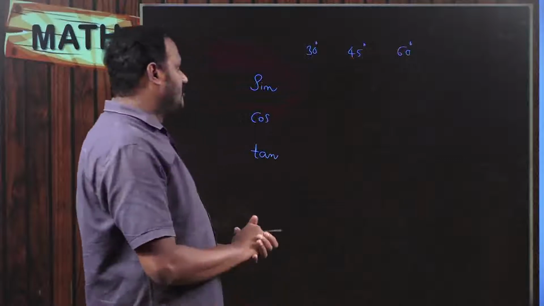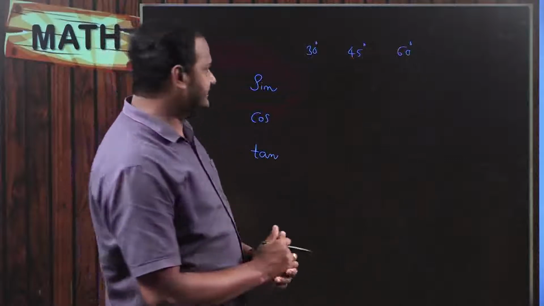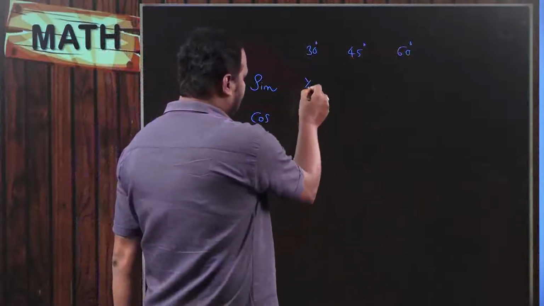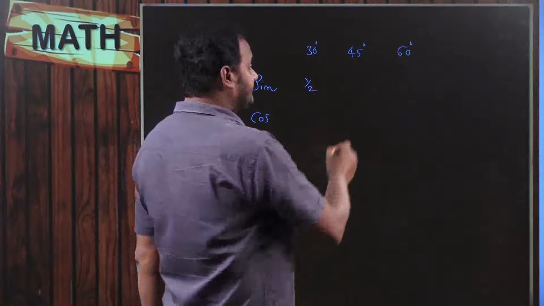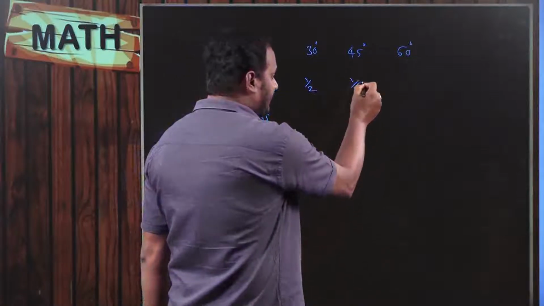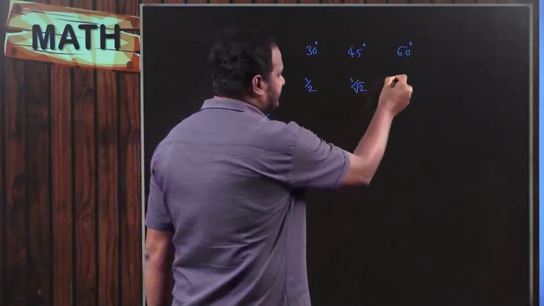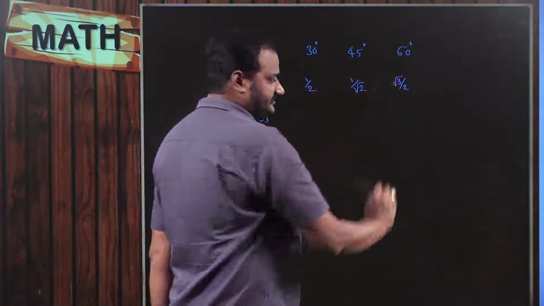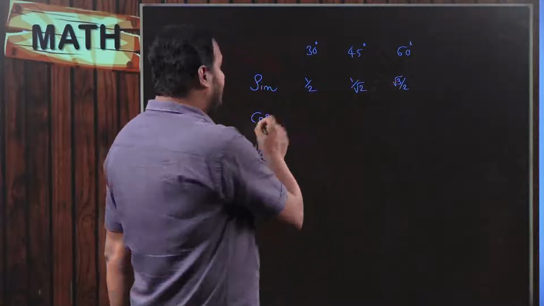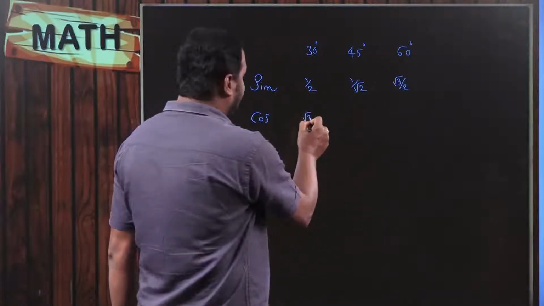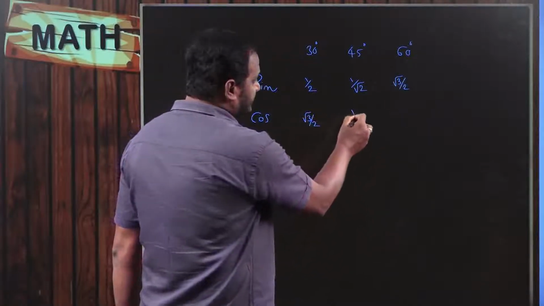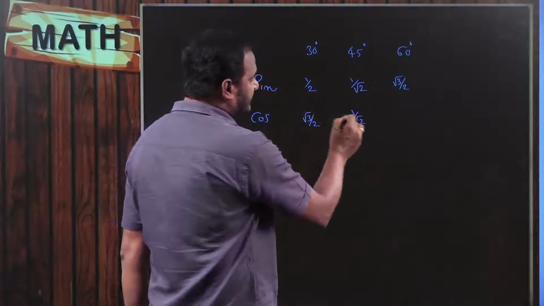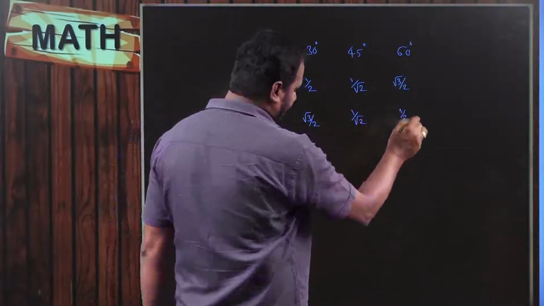Now let me know what is the value of sine 30 degrees. Sine 30 degrees is equal to 1 by 2, and sine 45 degrees is equal to 1 by root 2, and sine 60 degrees is equal to root 3 by 2. Similarly, cos 30 degrees is equal to root 3 by 2, and cos 45 is equal to 1 by root 2, and cos 60 degrees is equal to 1 by 2.